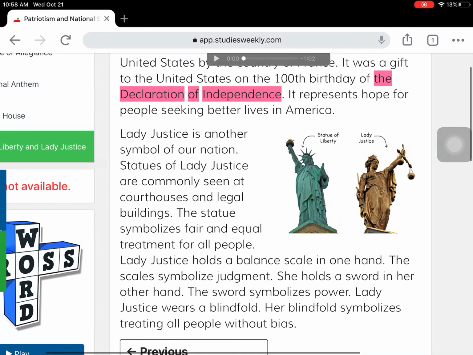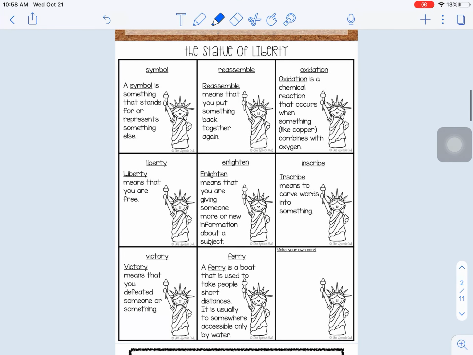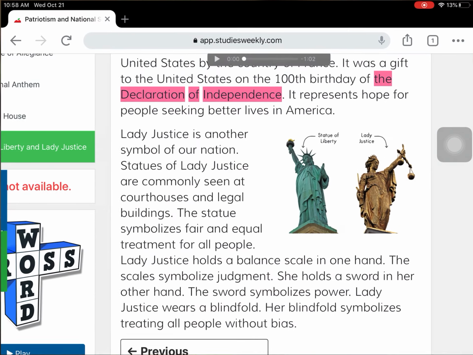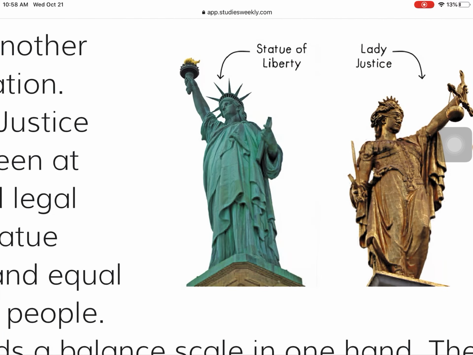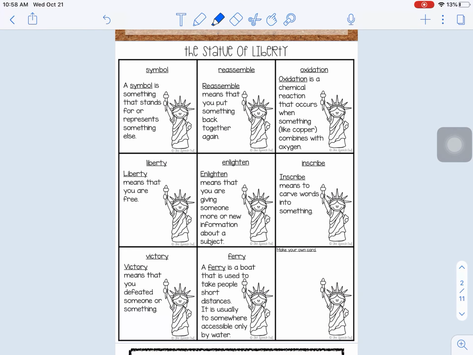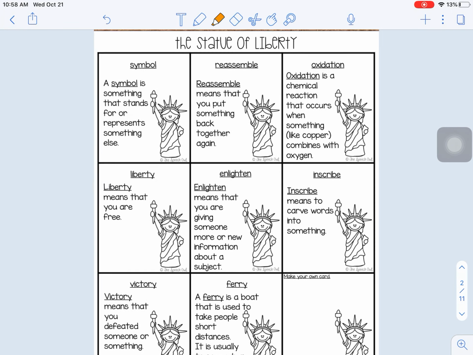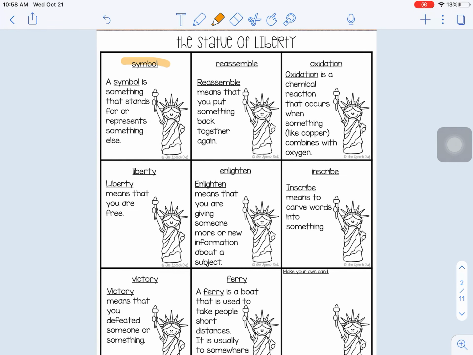All right. We're going to continue talking about the Statue of Liberty, which again is our green statue right here. I have another short reading here, but we're going to go over some vocabulary before we get into that reading. So let's look at our first word, which is symbol. Symbol is something that stands for or represents something else. Reassemble means putting something back together.